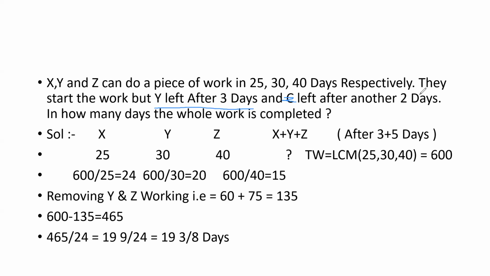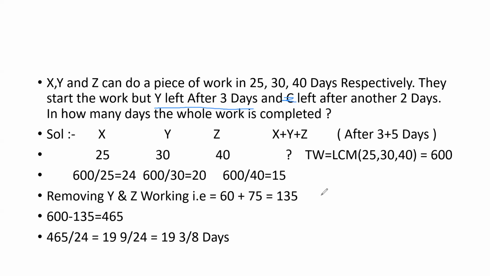Here also the same. First we have to find the total work. The total work is 600. Then we have to find the individual 1 day work. The total work is 600, and the number of days is 25, so X's 1 day work is 24 units. The Y person can do 20 units of work in 1 day. And the Z person can do 15 units per day.